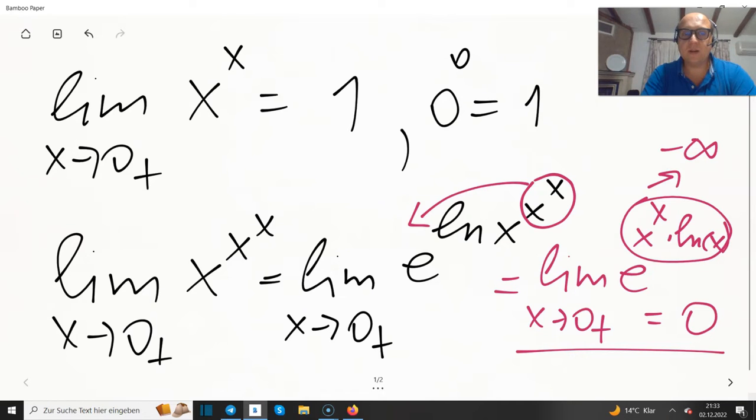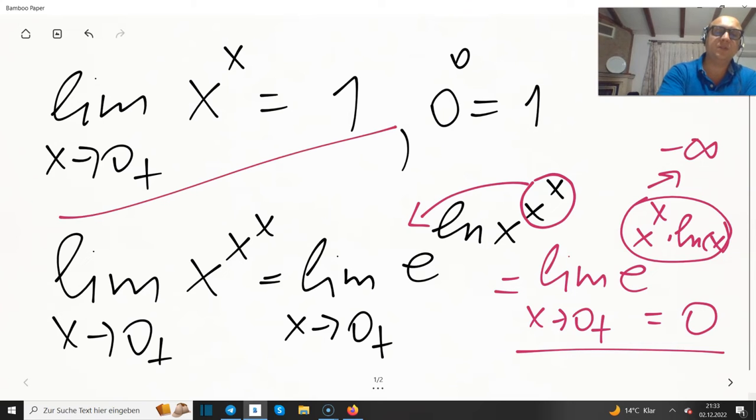Have we used L'Hopital somewhere? Well, we haven't, but we needed L'Hopital for these purposes, and that's why I call it L'Hopital Part 12.